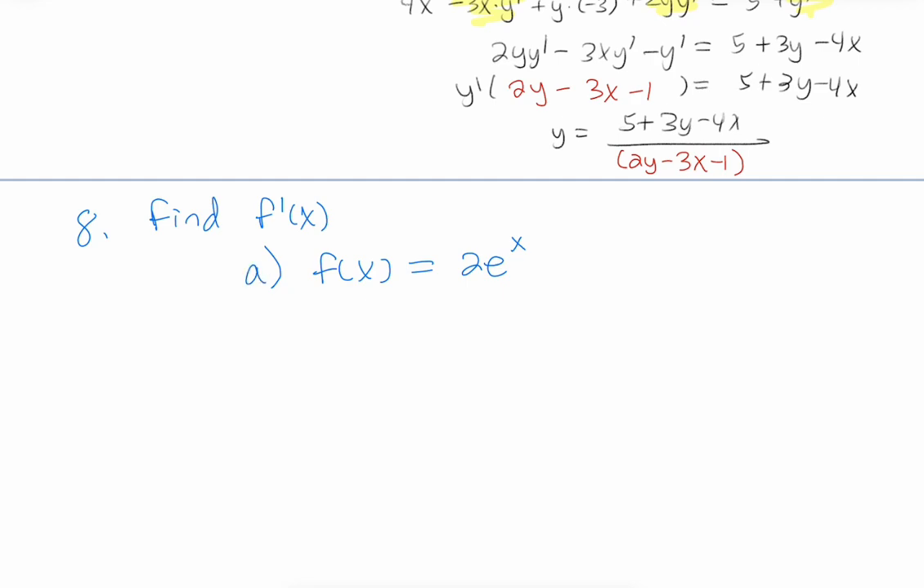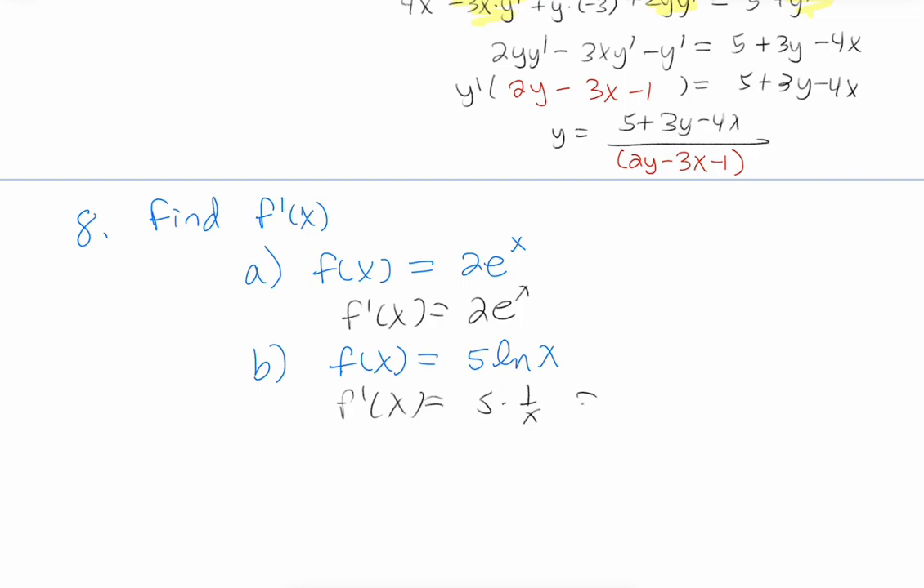Okay. So remember, the derivative of an e to the x is just e to the x. So the 2 just comes along for the ride. Remember that the derivative of a natural log is 1 over x. So this is just going to be 5 times 1 over x, or you could also write it as 5 over x.